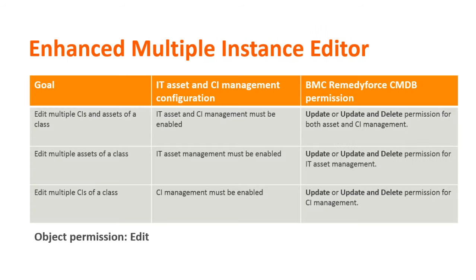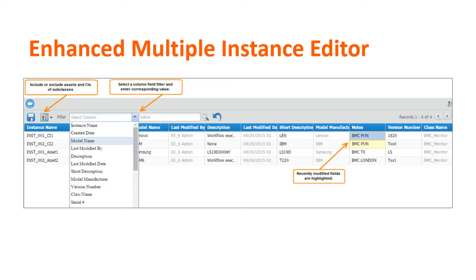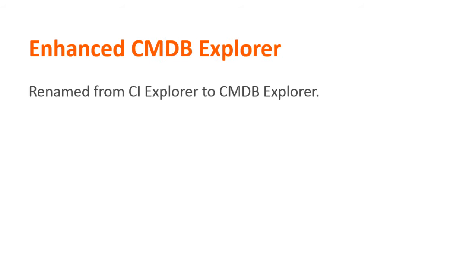Depending on the IT asset management and CI management configuration, object permission of the class, and BMC Remedy4 CMDB user permission assigned, users can now edit multiple assets and CIs of a class from the Remedy4 CMDB tab. In the Multiple Instance Editor, users can update the editable fields that are shown on the General and Specifications tabs of the Instance Editor. For rule-based asset classes, fields of the superclass based on which the rules criteria have been set are not editable. The CI Explorer has been renamed to CMDB Explorer.